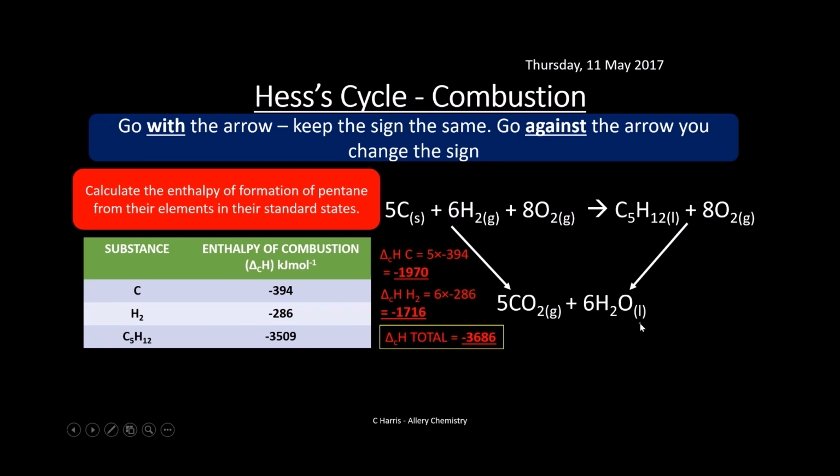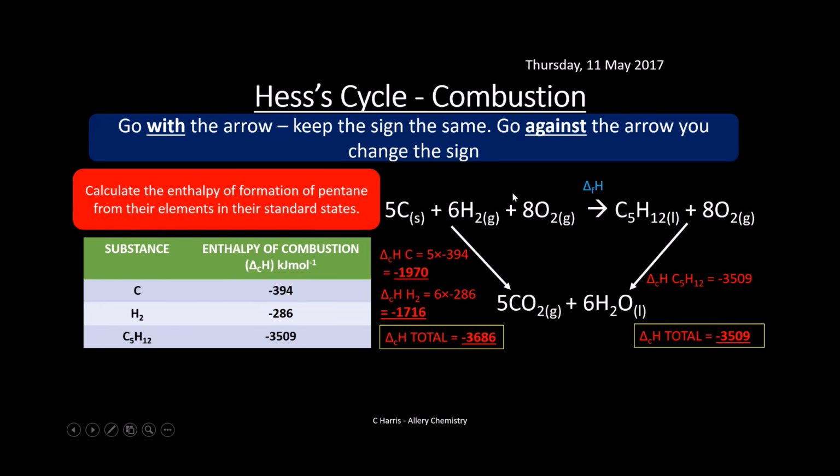Let's look on the other side now. Enthalpy of combustion of your pentane is minus 3509. We only have one of them, so that's fine. The oxygen we can ignore, so the total is minus 3509. We can ignore it again because we can cancel them out there. We want to work out the enthalpy of formation, which is this bit here.